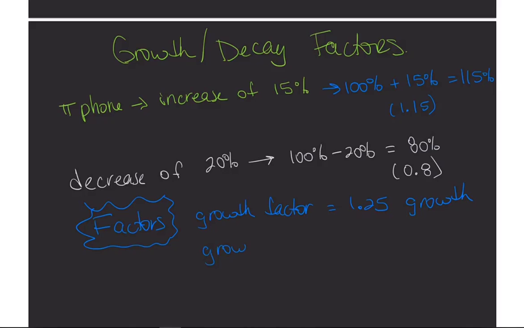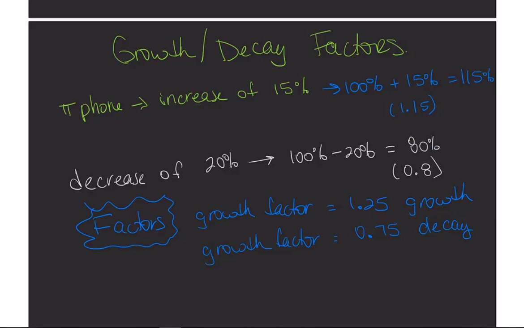If they gave you a growth factor, let's say it was 0.75, that's a decay. Well, it's a decay by what percentage? Is it a decay of 75% or a decay of 25%? Because remember, you wanted to sell 100, but you're not selling 100 of it. You're selling 75 of it. So it's a decrease of 25%.